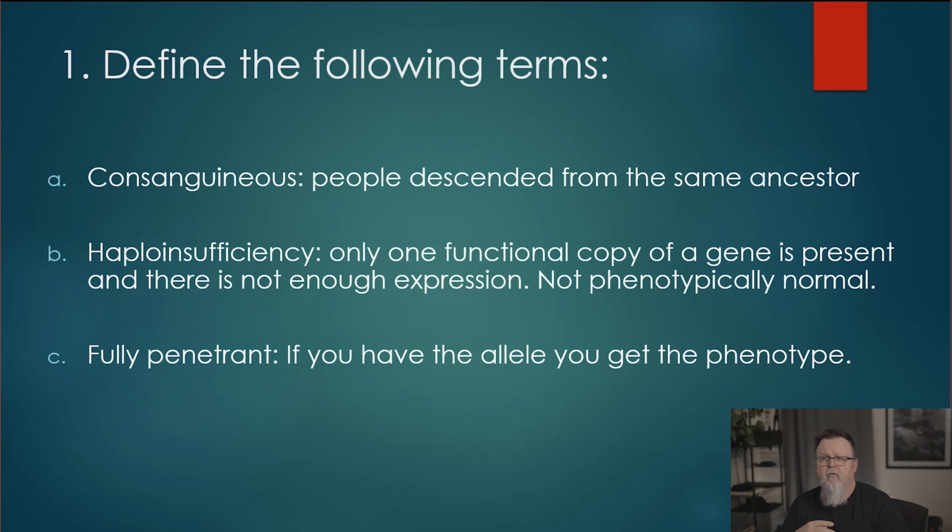The next one is fully penetrant, and that's the idea that if you have an allele, you get a phenotype. Or if we're talking about a disease, if you have the allele for a given disease, you get that disease. There are no other factors. It's not like an age-dependent disease. There isn't any sort of epigenetic factor or marker that needs to also come into play for that phenotype to happen. So fully penetrant, if you have the allele, you get the phenotype.